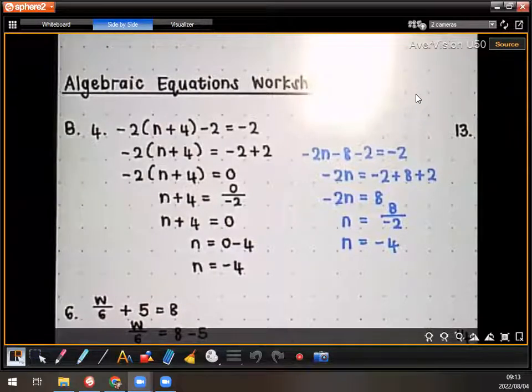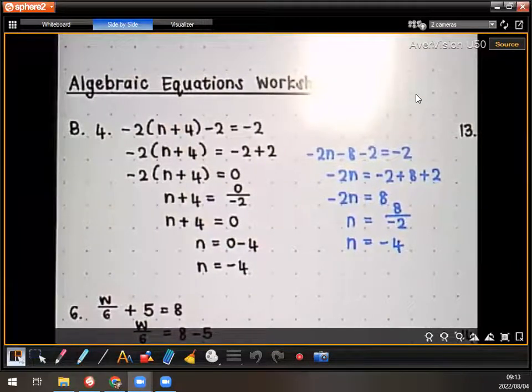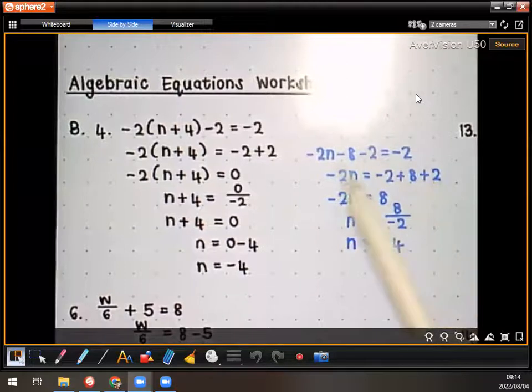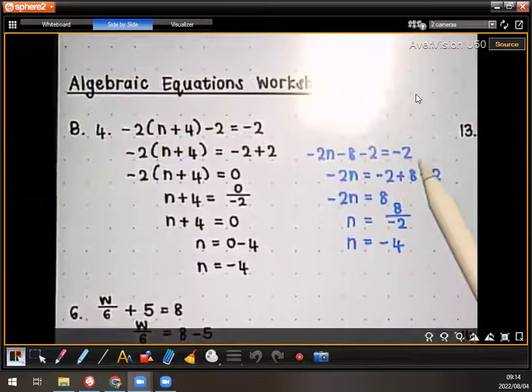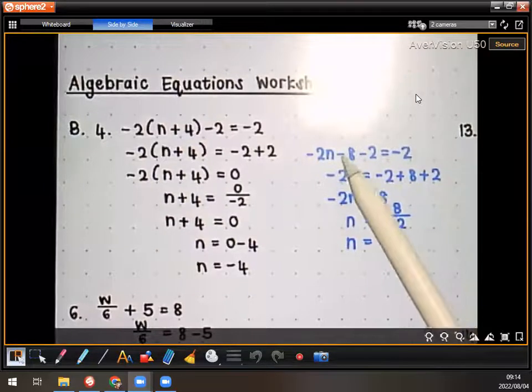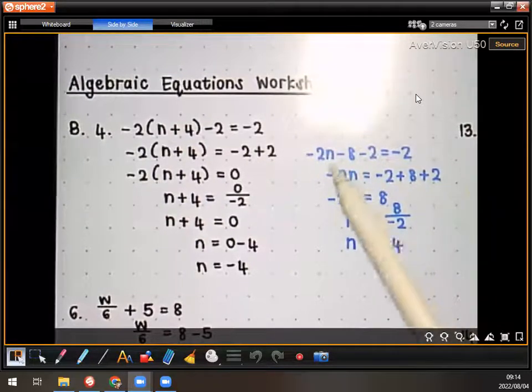So either one of those is fine. Any questions on that one? We got n equals negative 4 for that one. Good. If you got something wrong, just check where you went wrong, guys. Like I said yesterday, it's very easy to forget to change those operations. It's a very common mistake, and you really need to focus on that. Whenever you are doing something on the other side, it has to be the opposite operation.